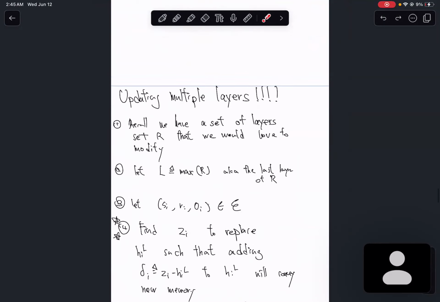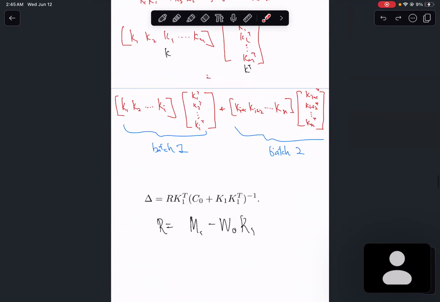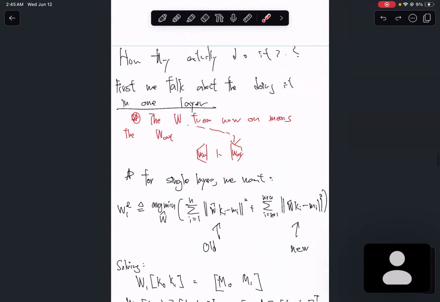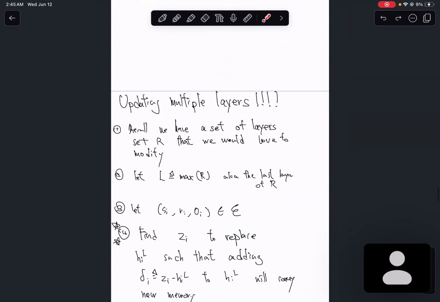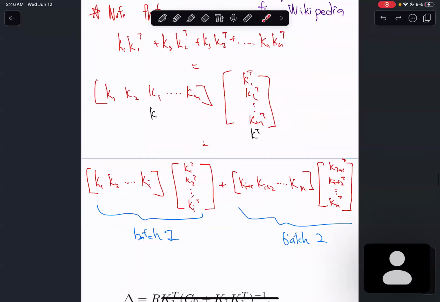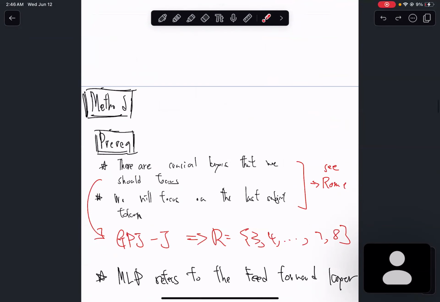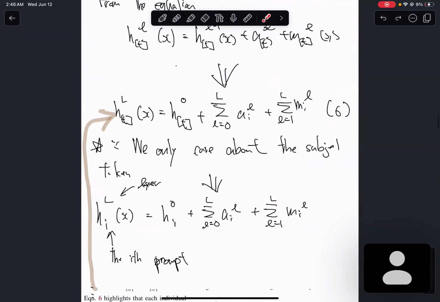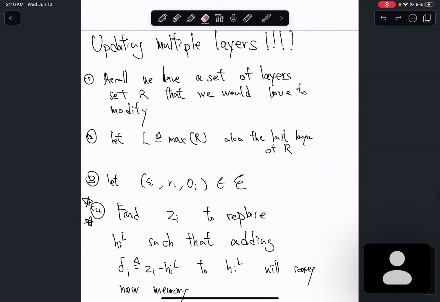All right. So what we're going to look at here is how we're going to update multiple layers. Now we know how to update the single layer. How do we do it on multiple layers? Recall we have a set of layers we want to edit, let's say the set R. Like I said, GPT-J has a set R, it will be this one. Hopefully that clears up the confusion if you have any.